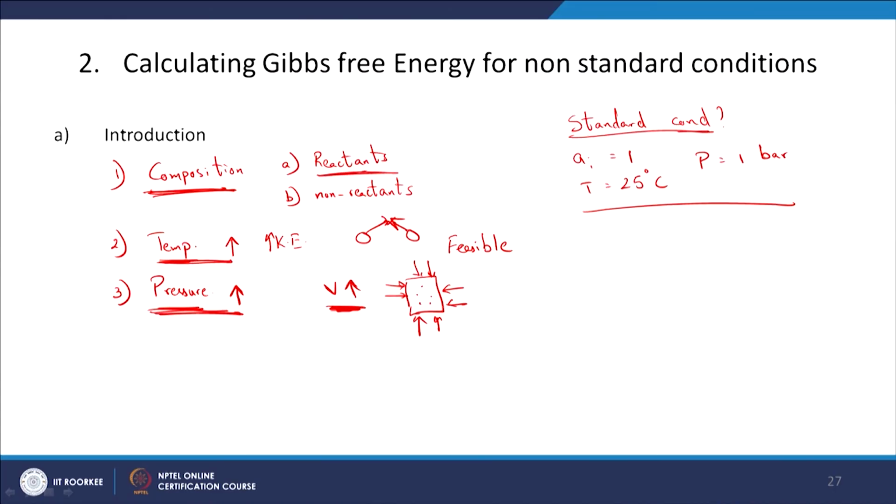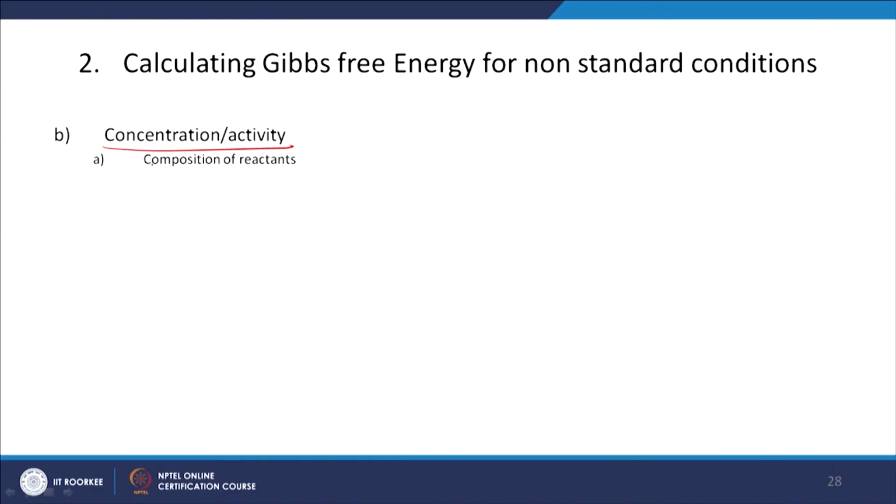First we are going to talk about composition, and how the composition of the reactants affects your system. So let us move on to that aspect. Concentration or activity is what we are going to look at, so the composition of reactants here. Think of our generic equation, with stoichiometric coefficients mu A, mu B, mu C and mu D, and compounds A, B, C, D. So this is our generic reaction.